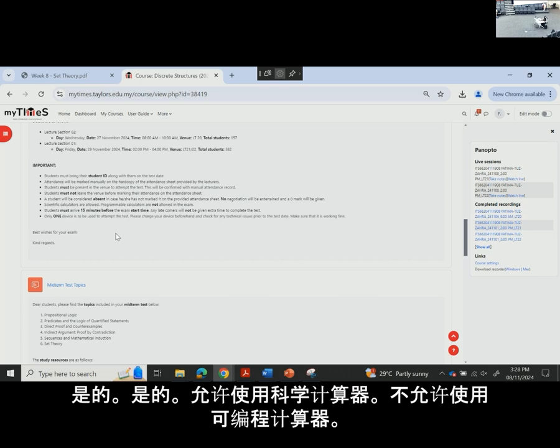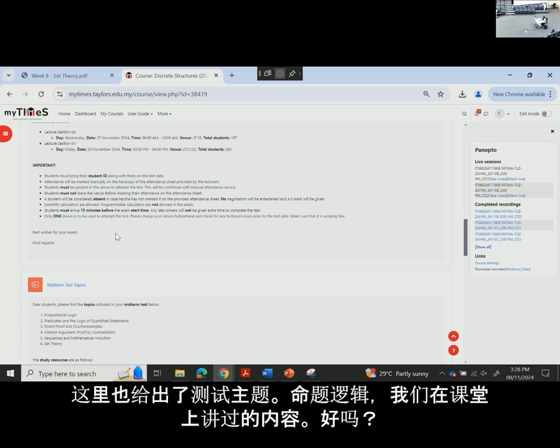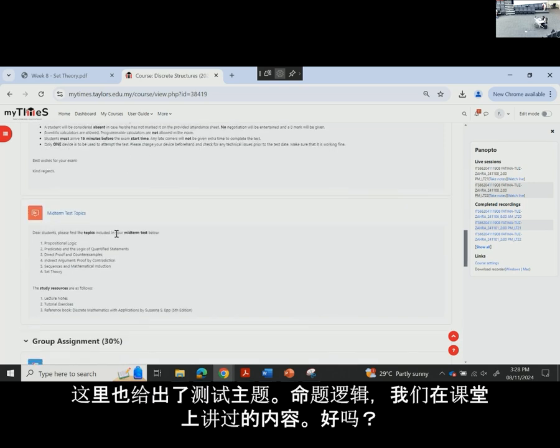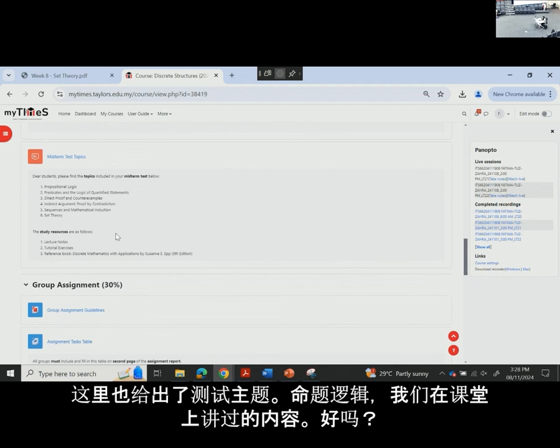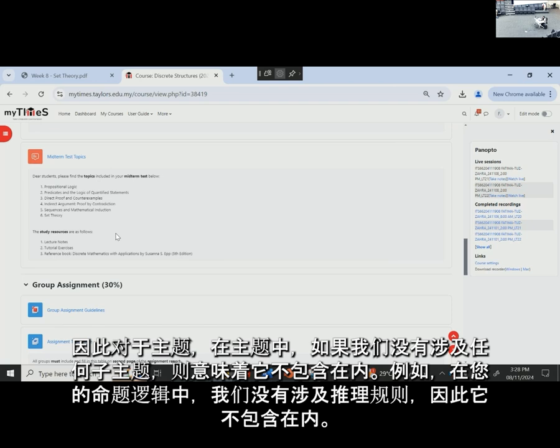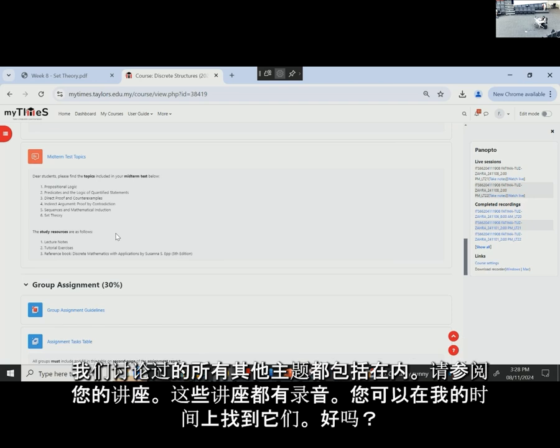Yes. Yeah, scientific calculators are allowed. Programmable are not allowed. And test topics are also given over here. Propositional logic, whatever we have covered during the lectures. Okay? Within the topics also, if we have not covered any subtopic, it means it is not included. For example, in propositional logic, we haven't covered rules of inference, so that is not included. All the other topics that we have covered are included.